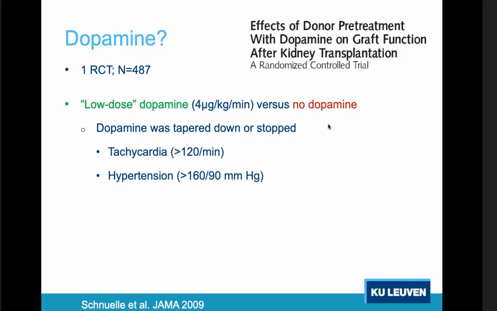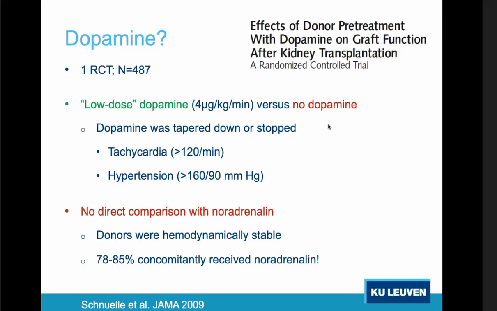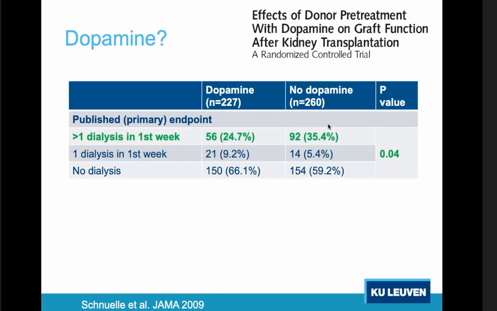However, it's important to realize that this trial is not a head-to-head comparison of dopamine versus noradrenaline. In fact, there was no direct comparison with noradrenaline. The donors had to be hemodynamically stable before they could be included in the trial, and the large majority of included donors concomitantly received noradrenaline. But still, the trial suggested a benefit from dopamine as compared to no dopamine, with, in the published paper, a reduced need for multiple dialysis in the first week after kidney transplantation.